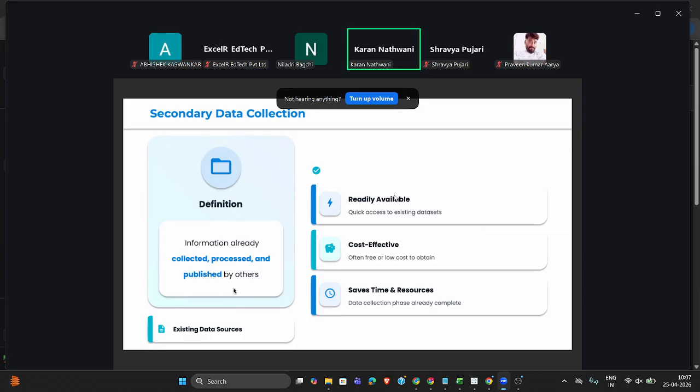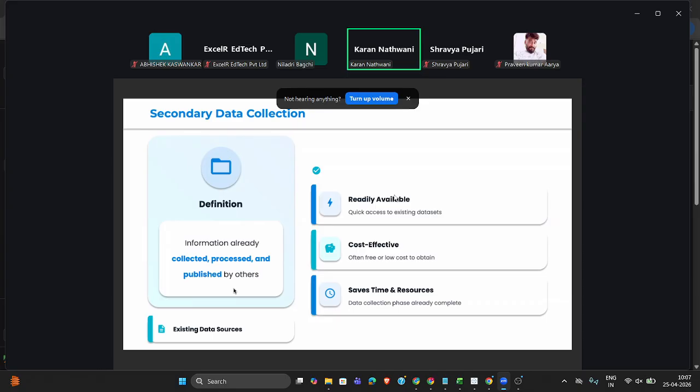Instead, we will be using some of the observations made by the previous primary users who have collected the data. So these are readily available. Of course, you can get the data and do the analysis immediately. But then comes the cost effective nature of it.